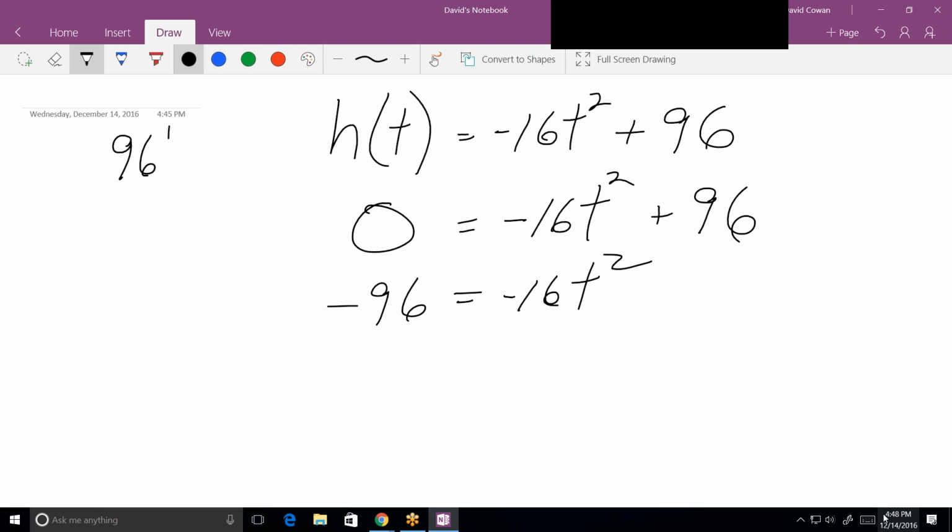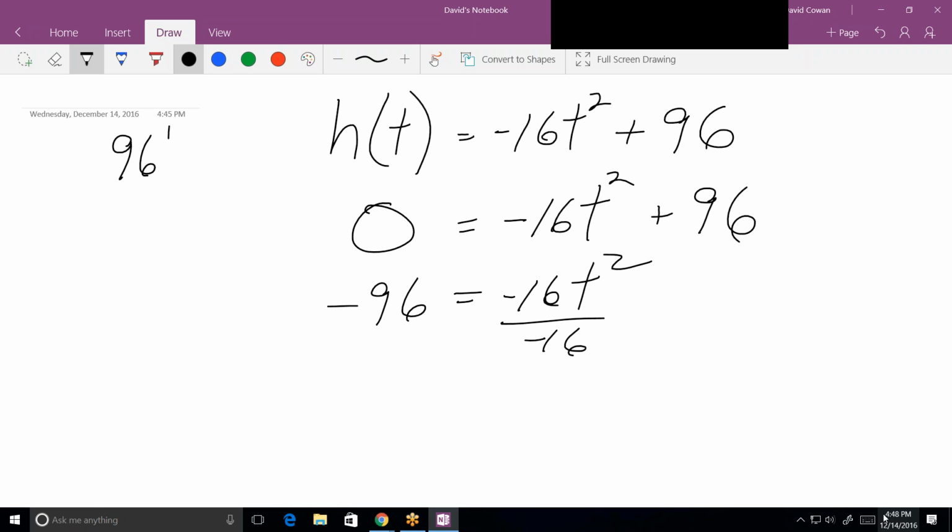I don't really know where to go from here. Well, you're trying to isolate t. So anything that's affecting t, we have to do something about. Well, it's being squared and it's being multiplied by minus 16. So how do we get rid of the minus 16? Well, we could divide each side by minus 16.